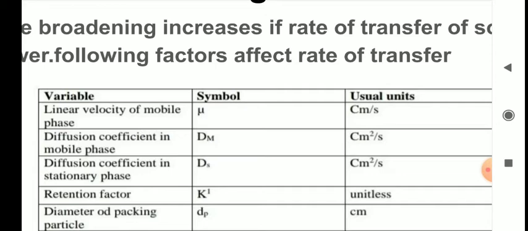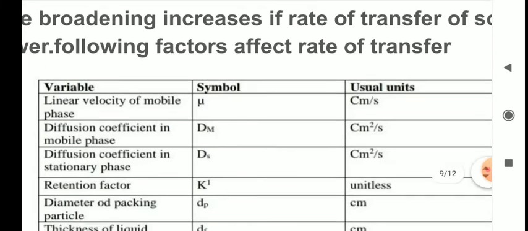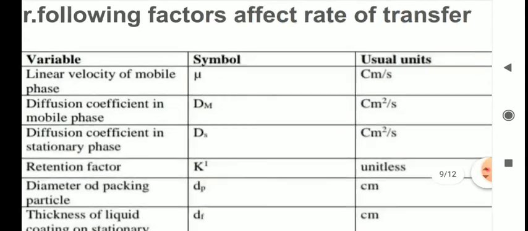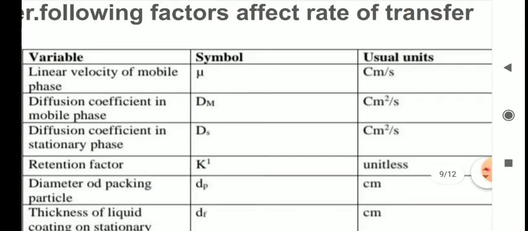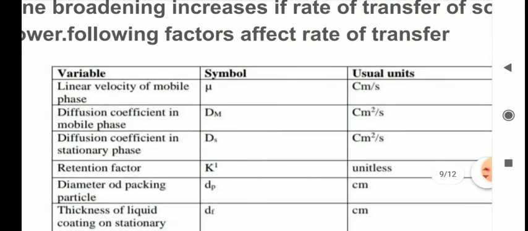Normally, if you want to do faster separation, you should have higher velocity of the mobile phase, but you can't compromise on the efficiency of the column. So you have to choose an optimum mobile phase velocity. Then the second factor which affects the rate of transfer of the solutes is the diffusion coefficient of the components of the mixture in the mobile phase.